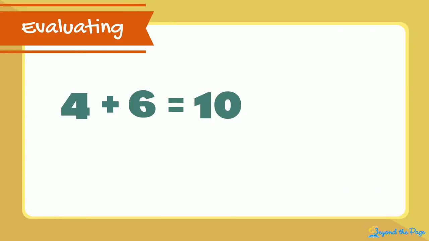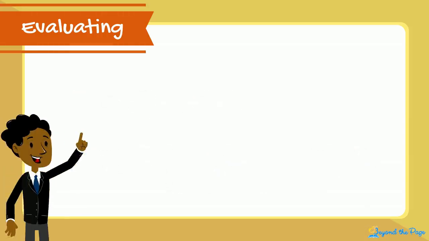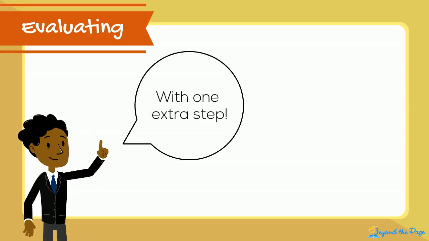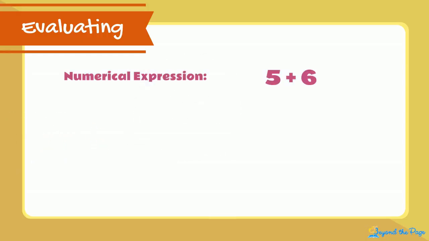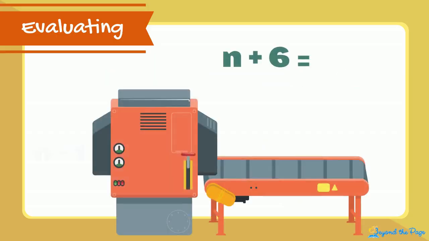To evaluate an expression means to find the value of the expression when a number value is substituted for the variable in the expression. You evaluate an algebraic expression the same way you do a numerical expression, with one extra step. In order to evaluate an expression, you first replace the variable with a number value. This means that evaluating the expression can lead to different answers, depending on which number values are used.